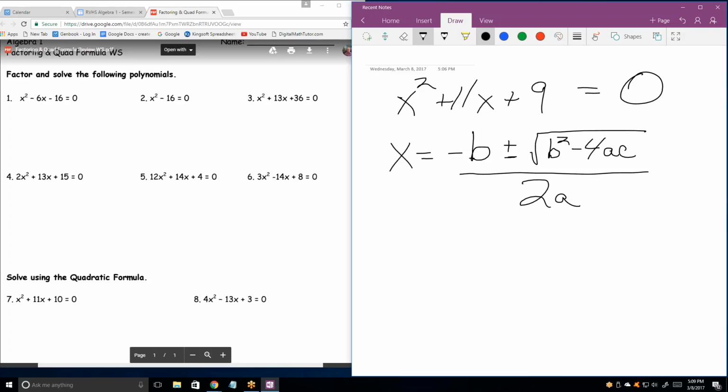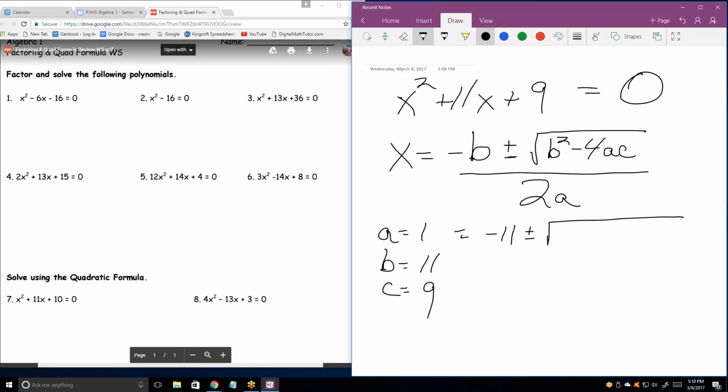But, okay, in this problem, plus 9, that problem, tell me what A, B, and C are. A is 1, B is 11, and C is 9. So, plug it into the quadratic. Let's solve it. Alright, we have minus 11 plus or minus.